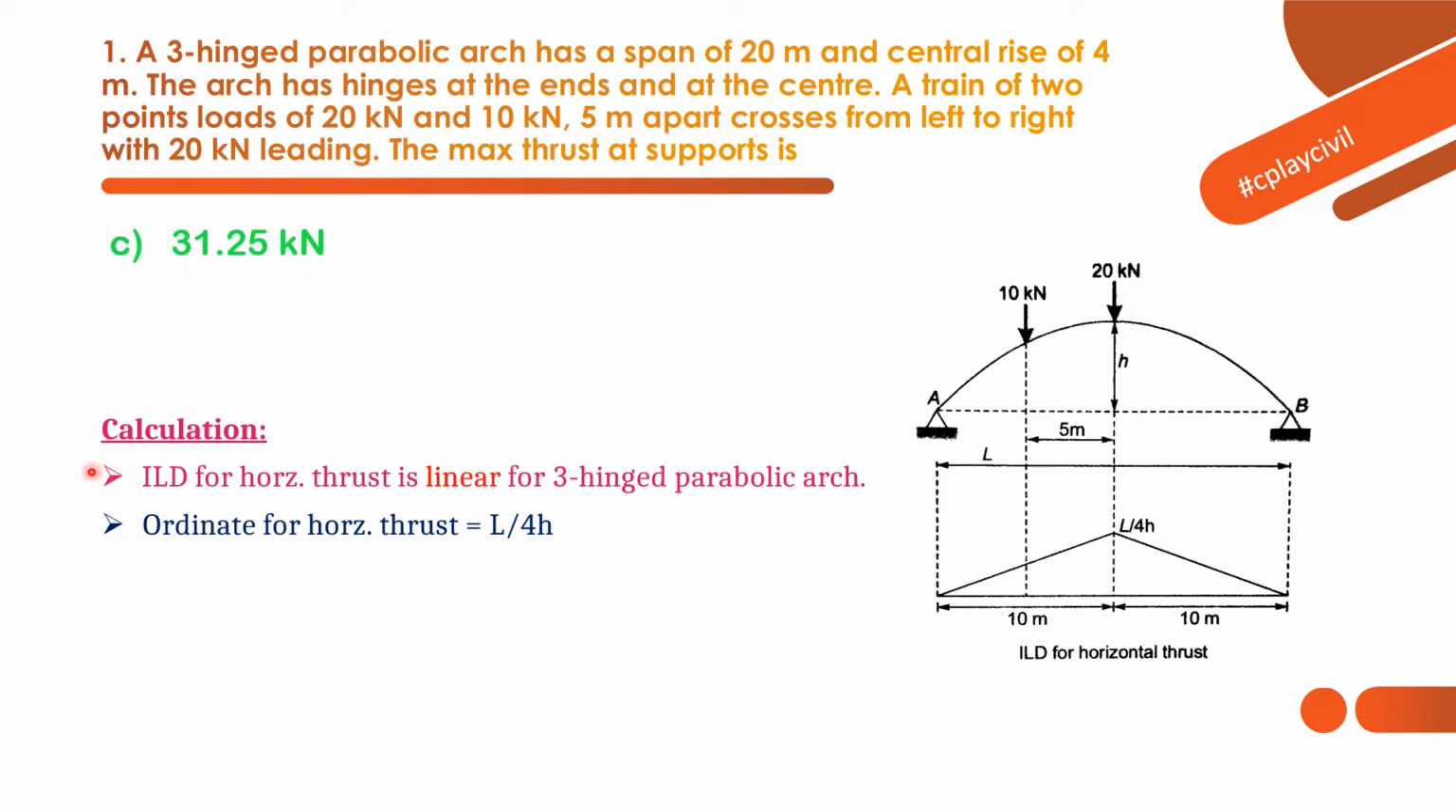The concept here is the ILD. The ILD for horizontal thrust for a three-hinged parabolic arch is linear. So we have to draw the diagram like this, with the maximum ordinate at the crown as L by 4H. So this is the concept behind this question. Now let's move on to the next question.